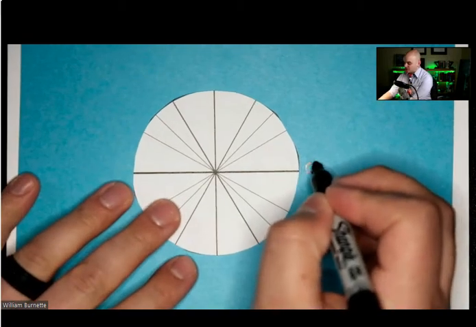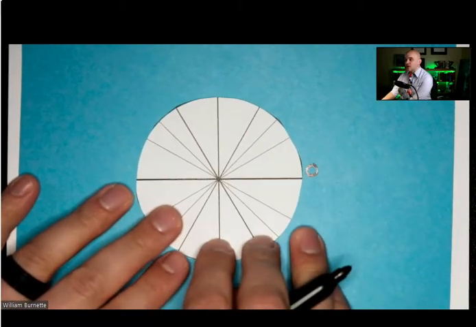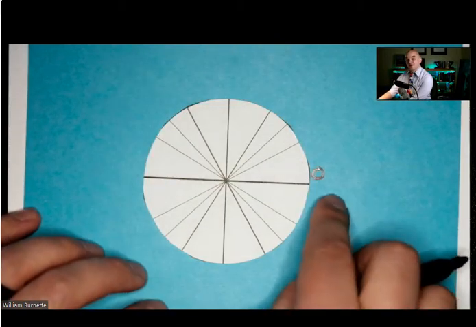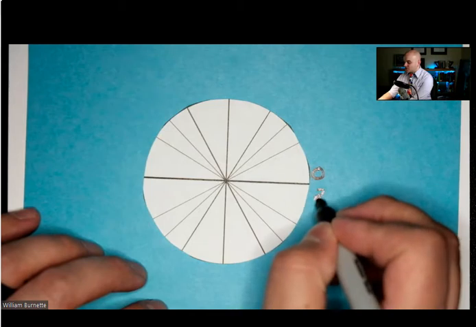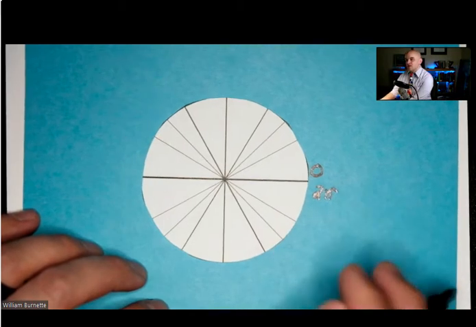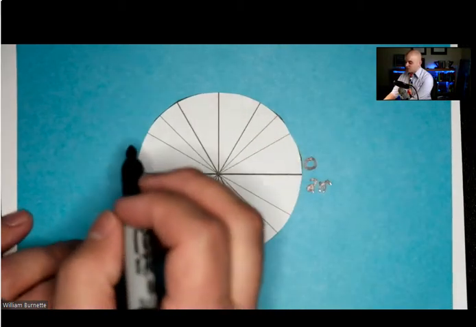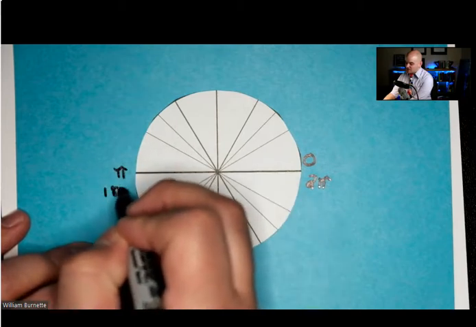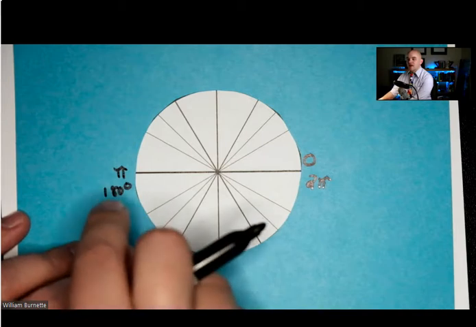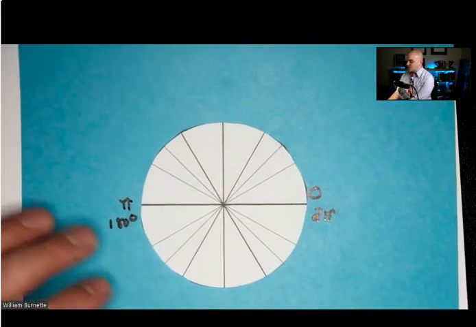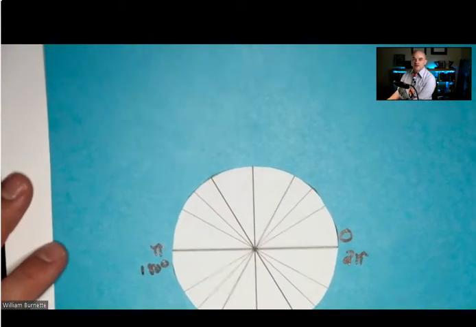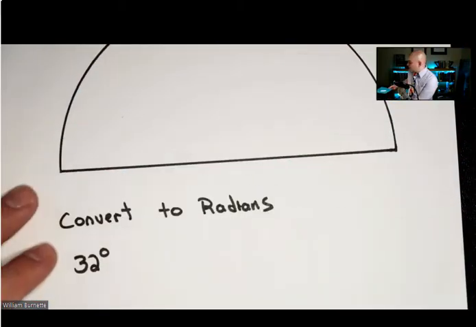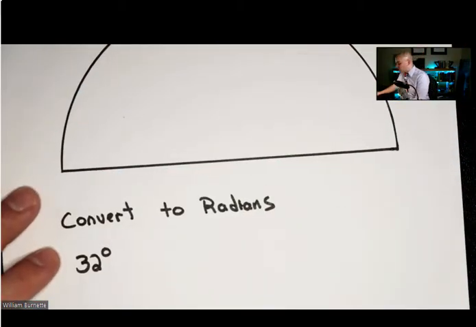These angles are in standard position. Right here is 0 radians. And if we go all the way around the circle, we are at 360 degrees or 2 pi radians. If we go halfway around the circle, we are at pi radians, which is the same thing as 180 degrees. And that's what I'm going to use to help me convert from radians to degrees or degrees to radians. Let's look at that half circle here.